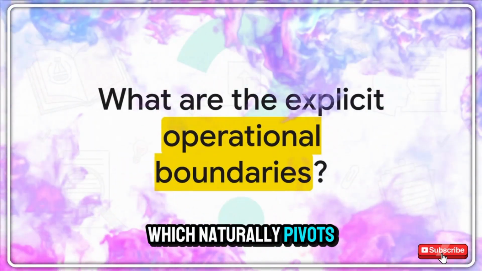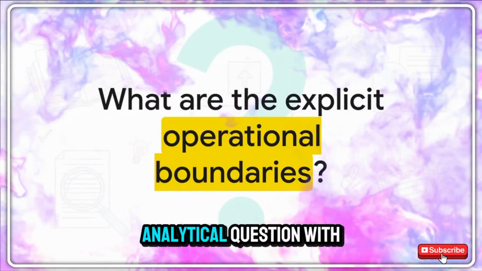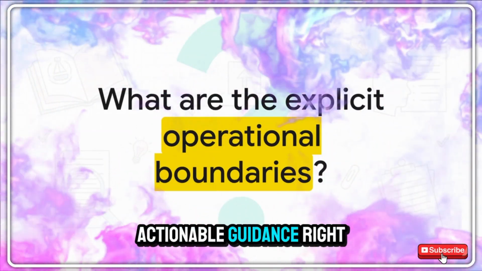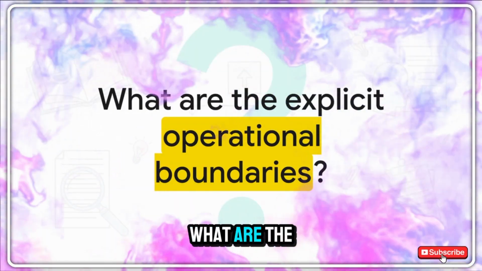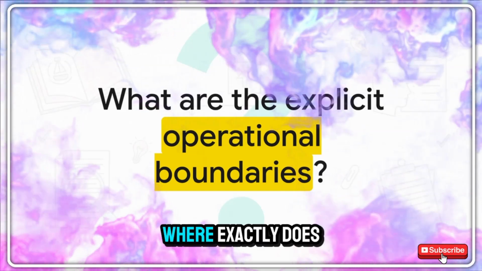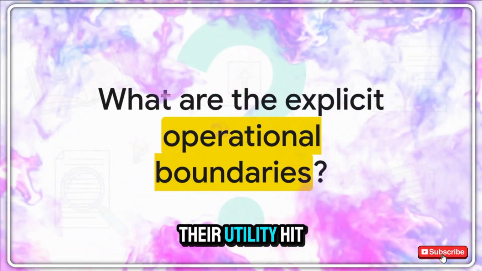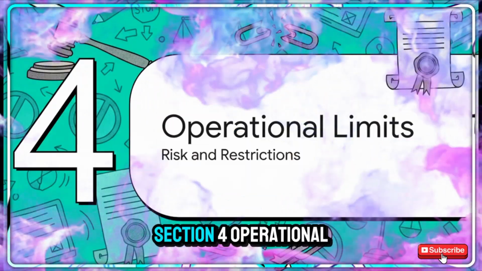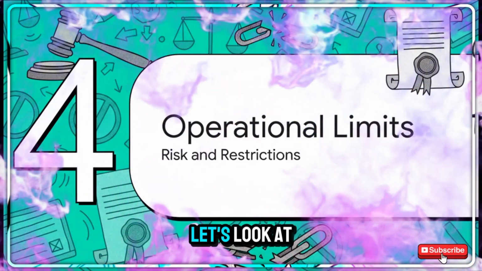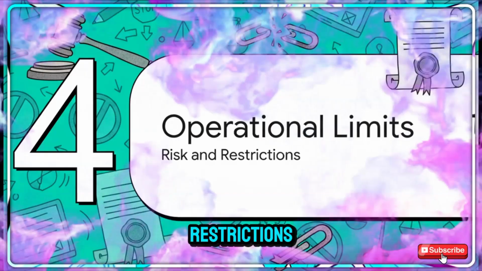Which naturally pivots us to a highly critical analytical question. With all of this structured, actionable guidance right at their fingertips, what are the explicit operational boundaries of these blueprints? Where exactly does their utility hit a hard stop? Section 4. Operational limitations and boundaries. Let's look at the risks and restrictions.